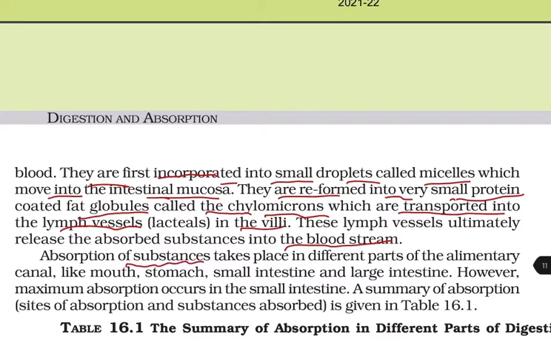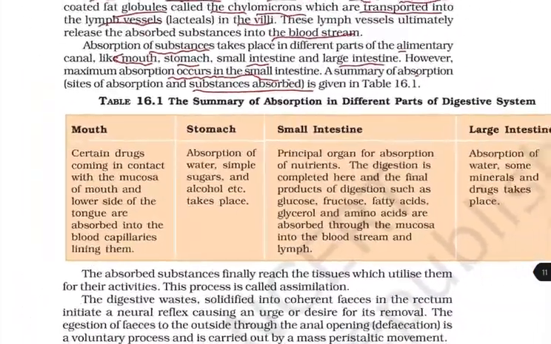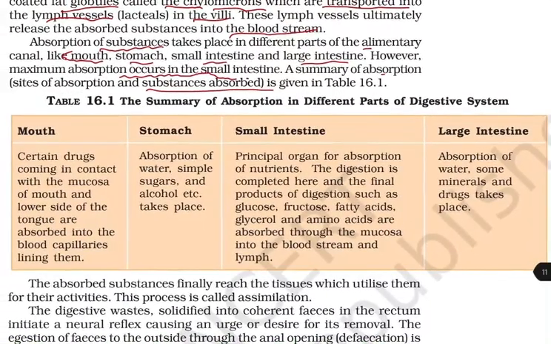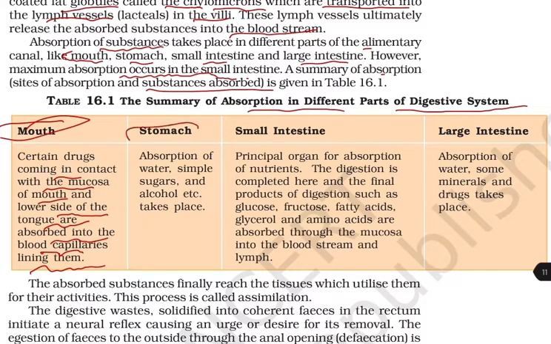Absorption of substances takes place in different parts of the alimentary canal like the mouth, stomach, small intestine and large intestine. However, maximum absorption occurs in the small intestine. A summary of absorption, site of absorption and substances absorbed is in the table. The summary of absorption in different parts of the digestive system. First of all, in the mouth. Certain drugs coming in contact with the mucosa of the mouth and the lower side of the tongue are absorbed into the blood capillaries lining them.